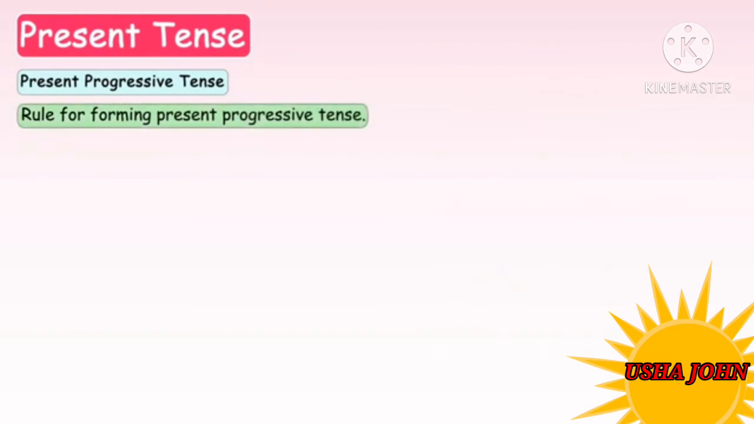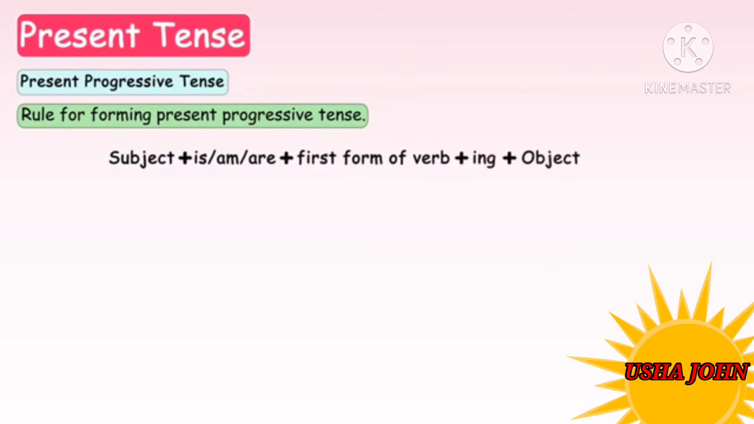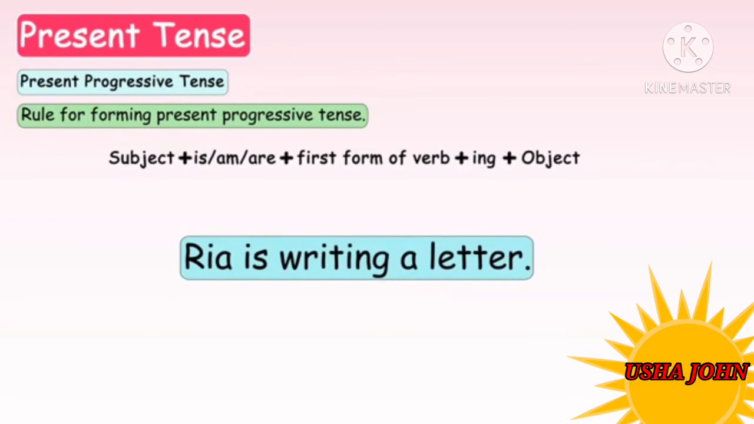How do we form present continuous tense, that is present progressive tense? Subject, is, am, or are as the helping verb based on the subject, first form of verb plus ing, plus object. Riya is writing a letter.